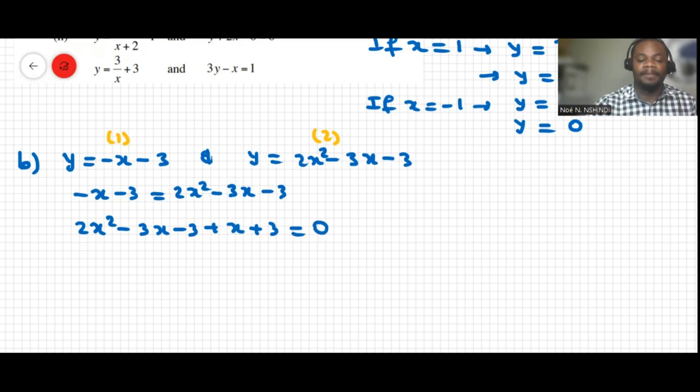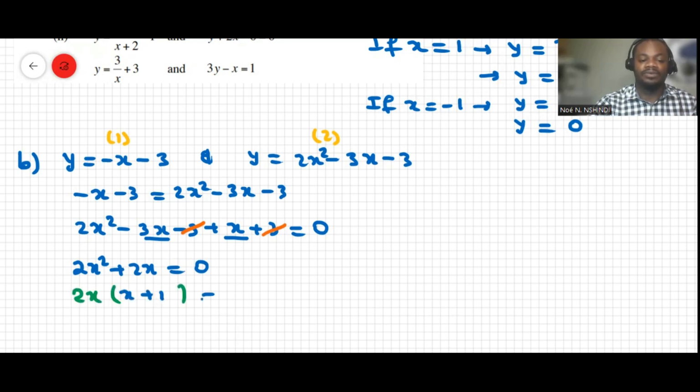Now let's underline like terms. 2x squared is the only like term here. Now we have -3x and x, which makes positive 2x, and then -3 and 3 makes 0. So this is equal to 0, which means if we take 2x as a common factor, we'll be left with x plus 1 equals 0.